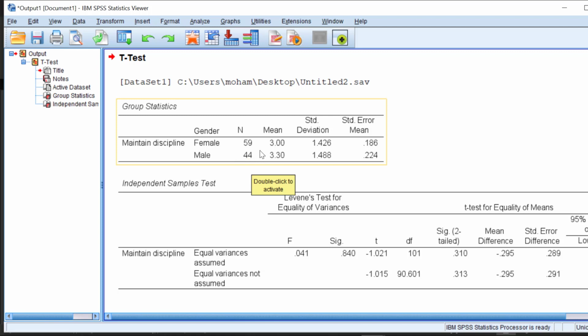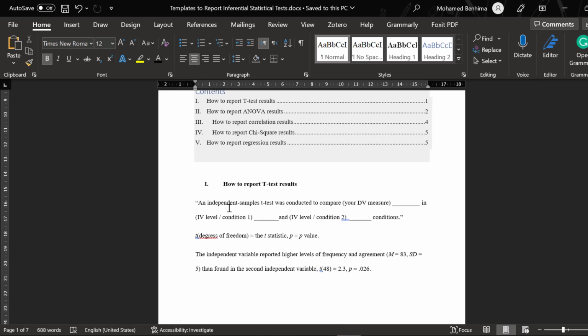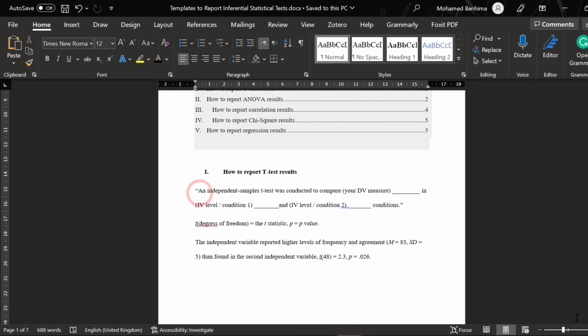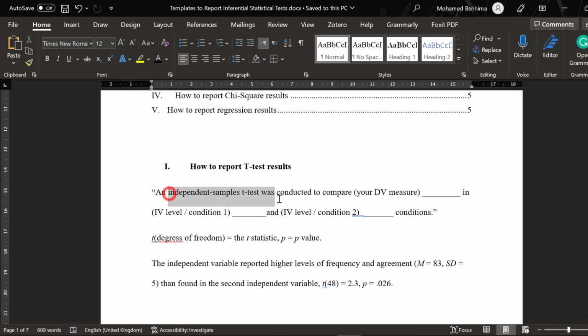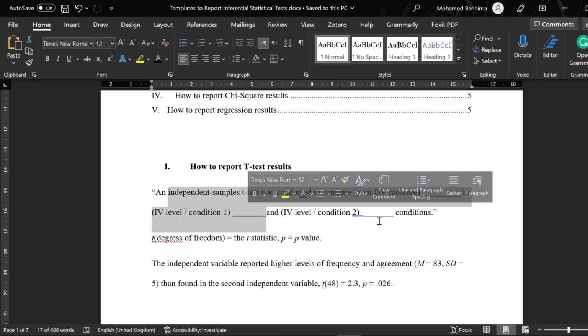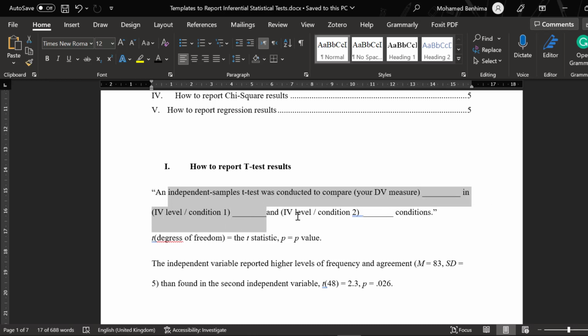So to report this, we're not going to copy and paste these tables to the Microsoft Word document. We are going to follow some equations. So let's go back to this template. You can say that an independent samples t-test was conducted to compare male and female respondents in their attitudes towards, let's say, the use of L1 to maintain discipline. Okay, these are like the values.